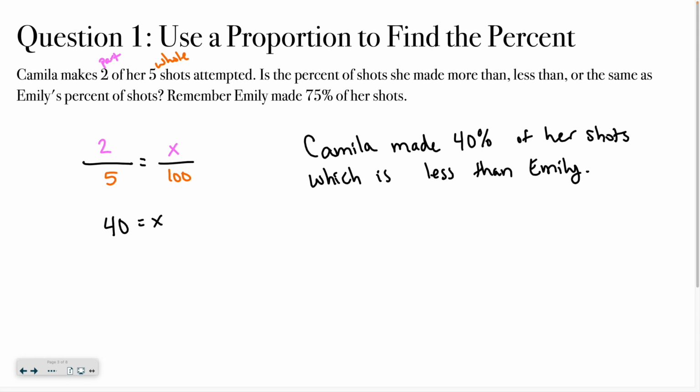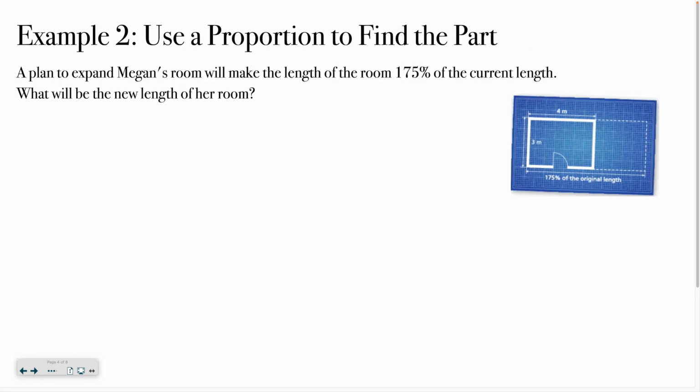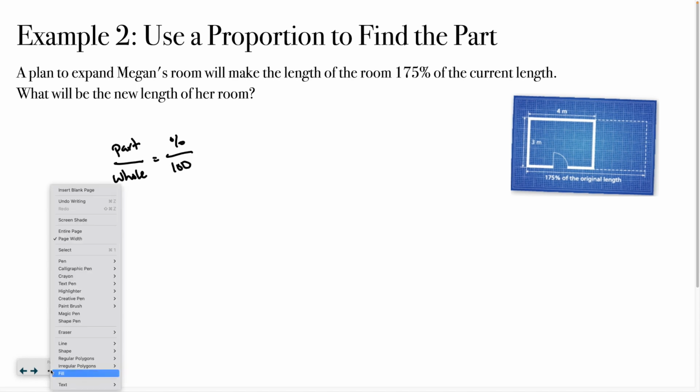All right, for this problem, hopefully you set it up similar to what I did, and you determined that Camilla only made 40% of her shots. So that means her percentage of shots was less than Emily's. Now let's move on to example 2, using a proportion to find the part, okay? So again, it's always going to be part over whole equals percent over 100.